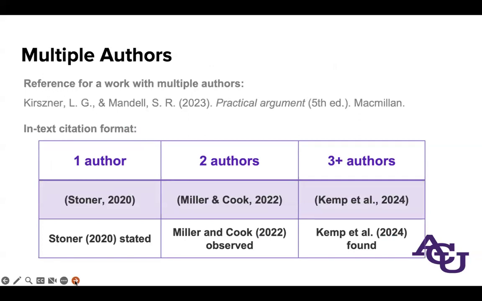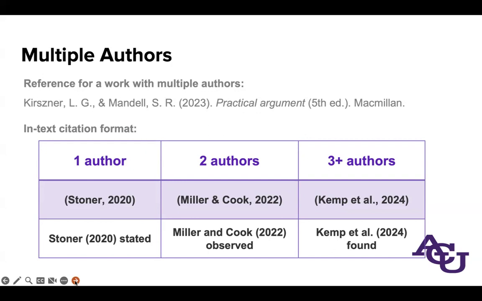And here is a handy chart to help if you are citing multiple authors. All our examples so far ended up having one author. So let's look at how to format references and citations with different numbers of authors.